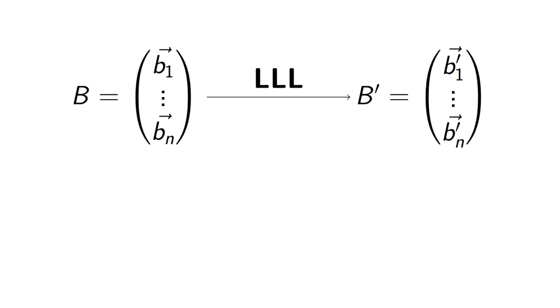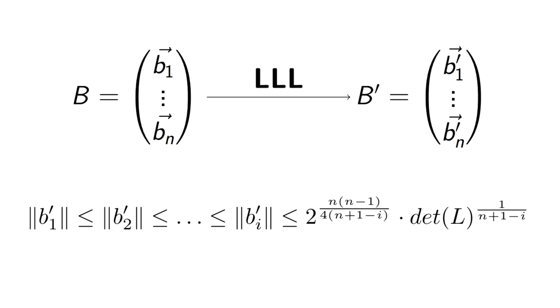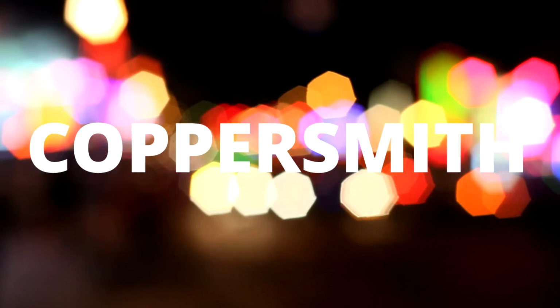Then we'll see later why it helps us, but the basic idea is that you feed that algorithm a basis, it gives you a new basis with shorter vectors, and you have an exact formula for the upper bound of those new vectors, and that will help us a lot. So the first attack we'll see is Coppersmith's attack, and he's the first one who used the lattice to attack RSA.